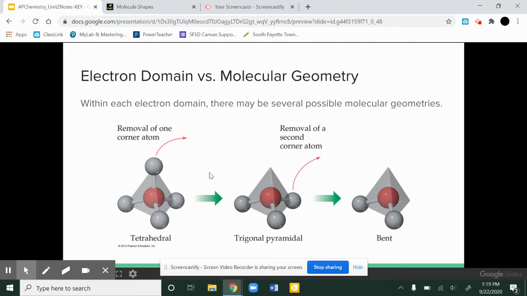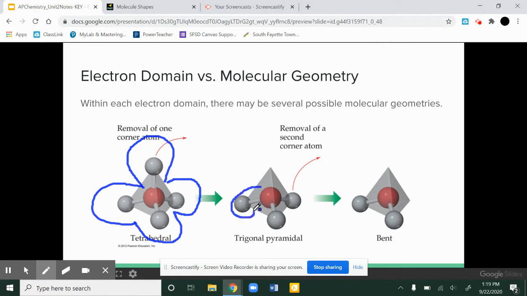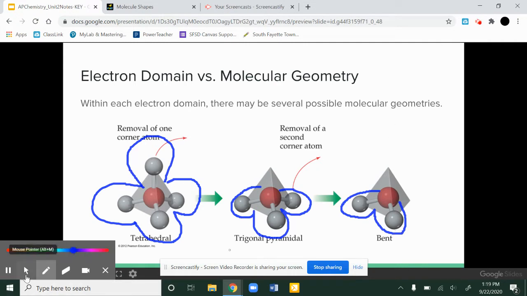One single electron domain geometry can have several subgeometries that are molecular geometries. If you have 4 total domains, the electron pair geometry is always tetrahedral. However, if 3 of those domains are bonding, it's trigonal pyramidal, and 2 bonding domains out of the 4 makes it bent. So you can have several molecular geometries that share the same overall electron domain geometry.